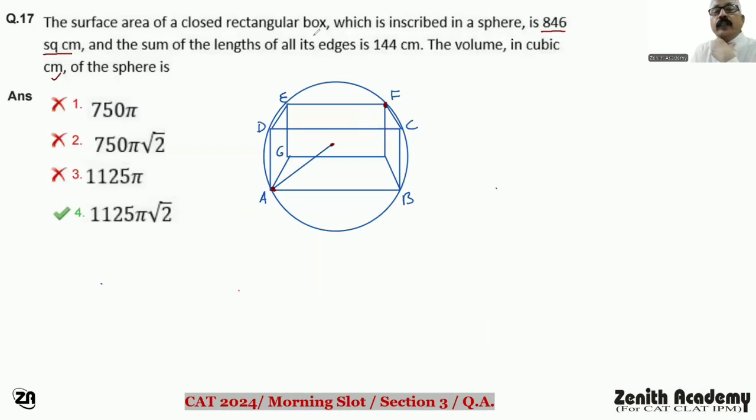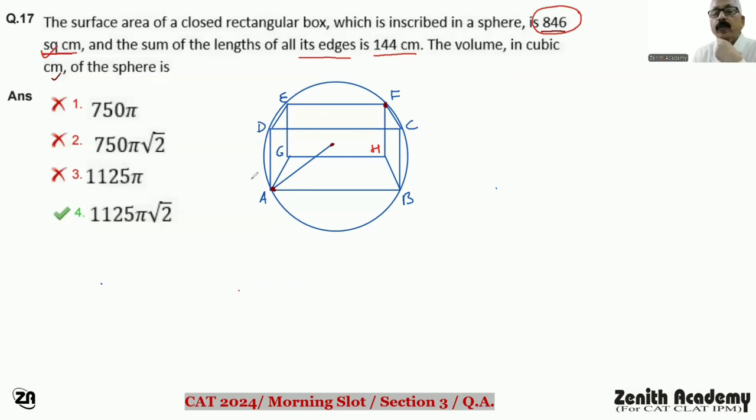The surface area of a closed rectangular box which is inscribed in a sphere is 846 square centimeter, and the sum of the length of all its edges is 144 centimeter. Find the volume in cubic centimeter of the sphere. So you can see it is a sphere, and inside this rectangular box A, B, C, D, E, F, G, and this is H. It is a rectangular box inside the sphere. Surface area is given, 846 square centimeter.